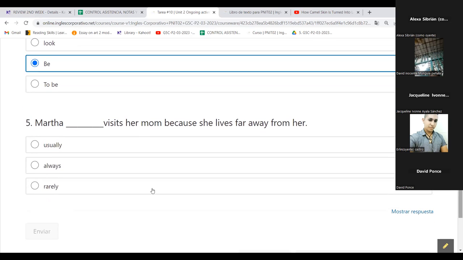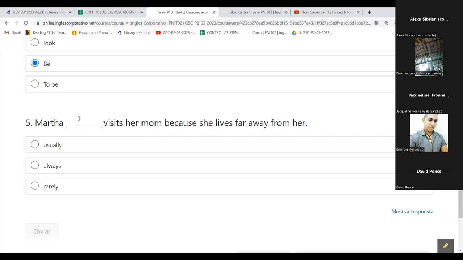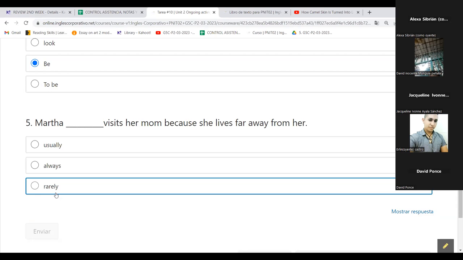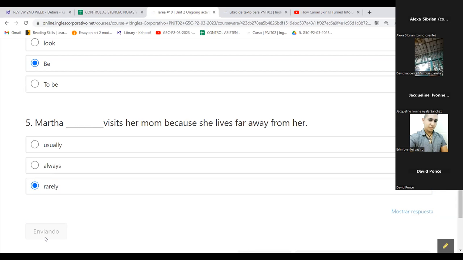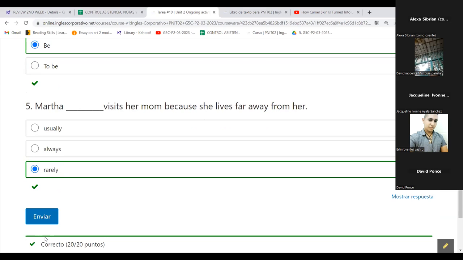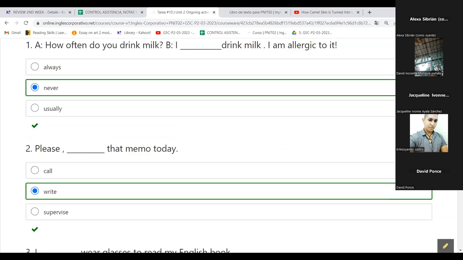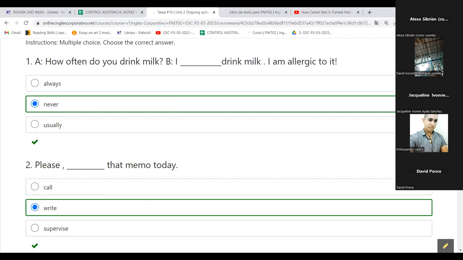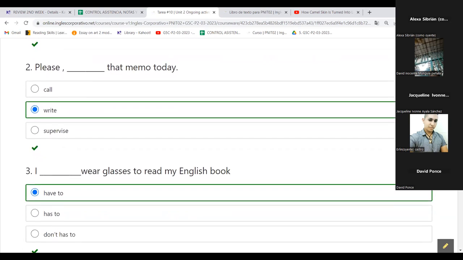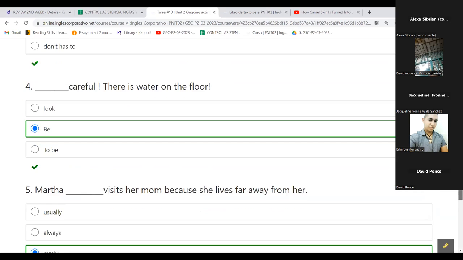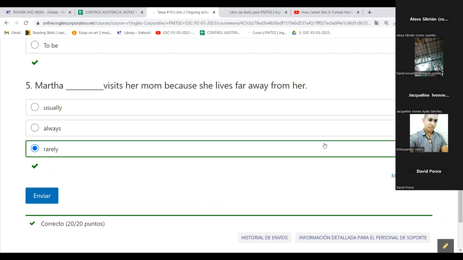Number five. Martha visits her mom because she lives far away from her. Porque vive lejos. Entonces. Usually. Probably. Rarely. Yo siento que rarely haría más sentido. Si alguien vive muy lejos, rara vez la vamos a visitar. Okay. Right? Good. And then you got it. Para que puedan llenarla. Number one is never. Two is right. Three is have to. Four is being. Number five is rarely.